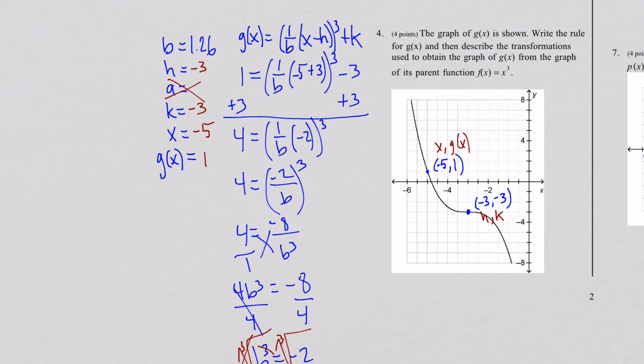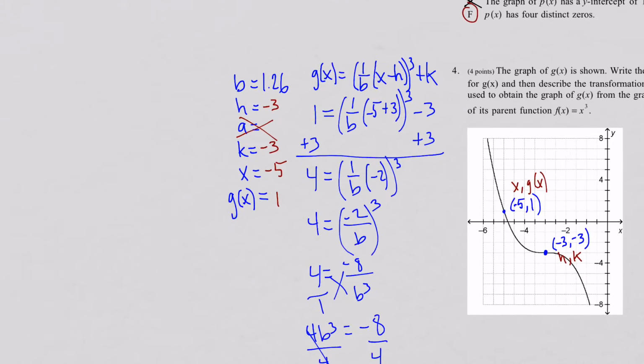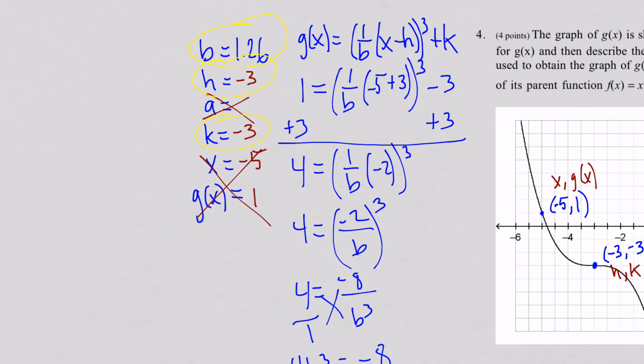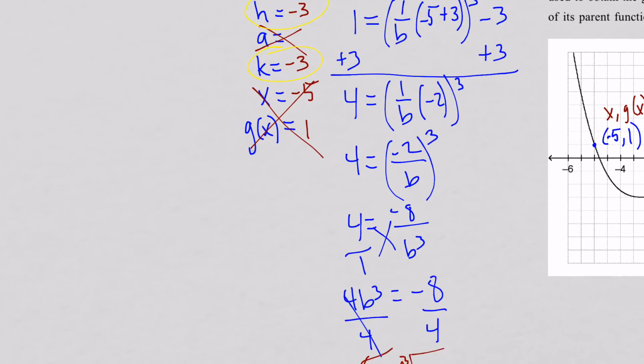And now when you plug it in to write your function, it's a little bit of a challenge because your B value is a fraction. So it makes it a little bit difficult. Okay, but we can still do it. So plugging in means I don't care about X or G of X anymore. All I care about is B, H, and K. Those are the more important ones right now. So we're going to plug them all in into this right here. So it's going to look like this.